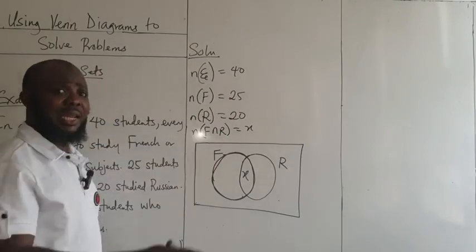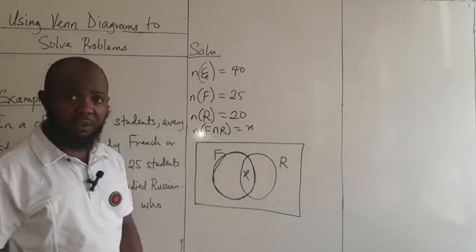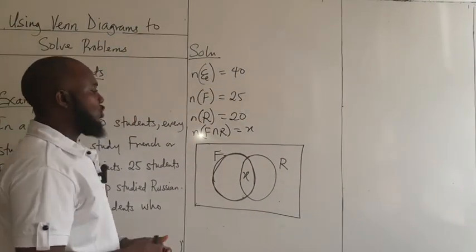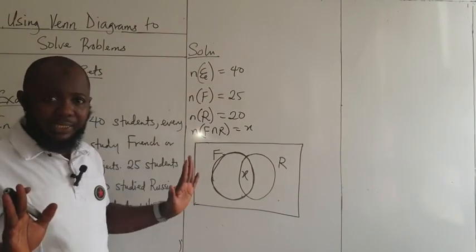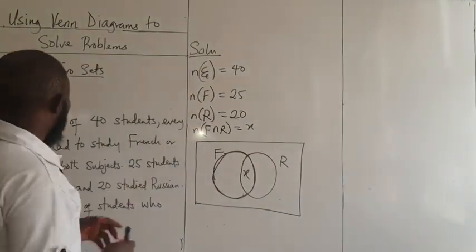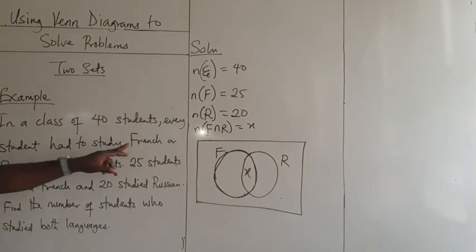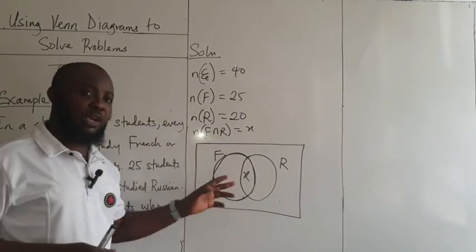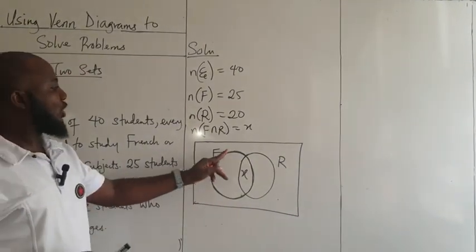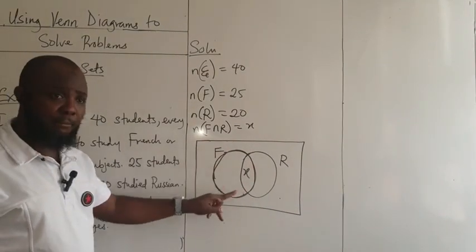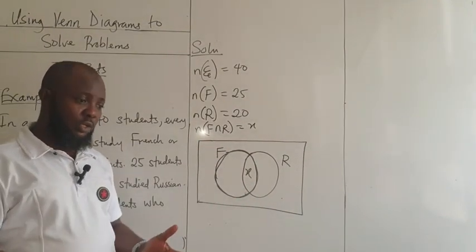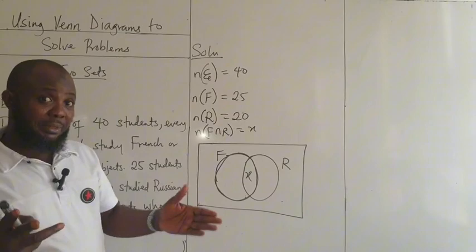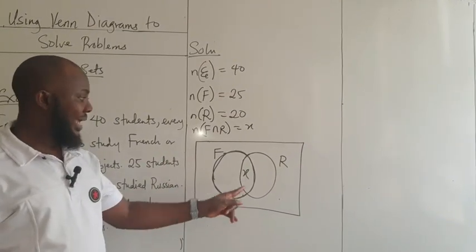Now, the circle of F is 25, because the total number of students that studied French is 25. If you put 25 here, you are saying the total number of students that study French only without studying Russian. But here, they did not tell us French only. There's no "only" there, so if you put 25 here, you'll be wrong. So the total number of students that study French altogether is 25. You know, you are in a class, some people might be studying French, some will be studying Russian, and some will be studying both subjects at the same time. So that's why we have X here.